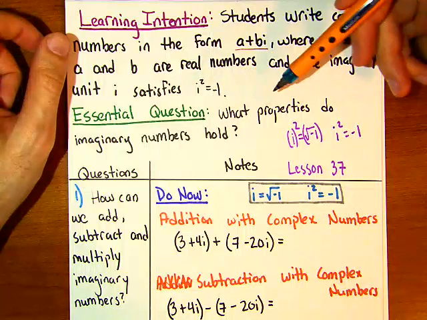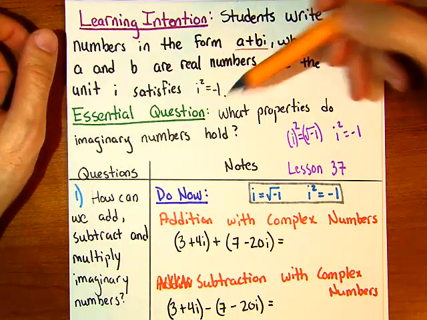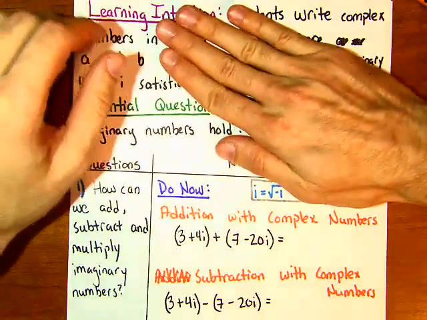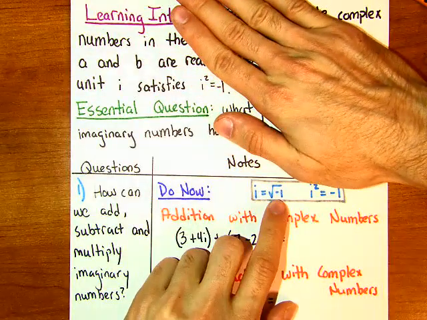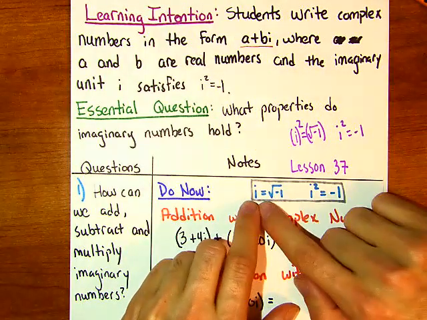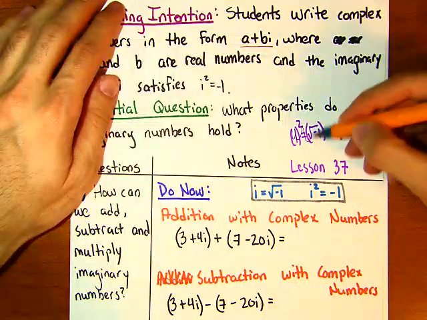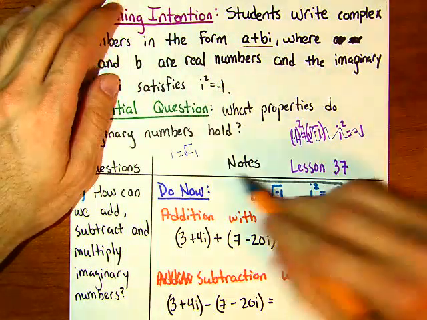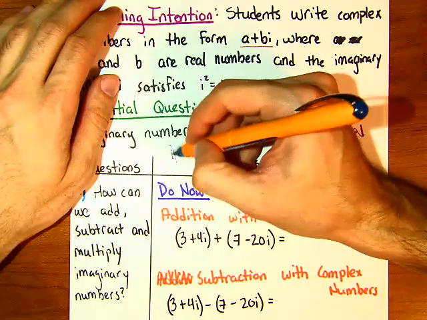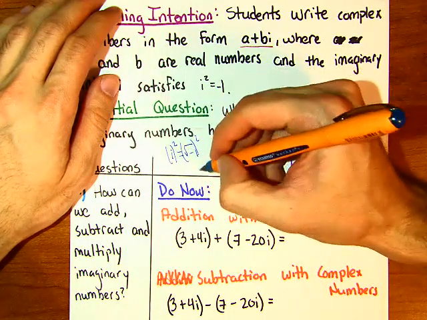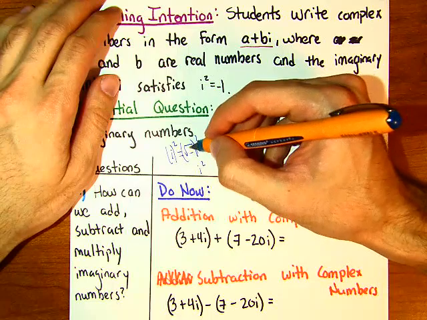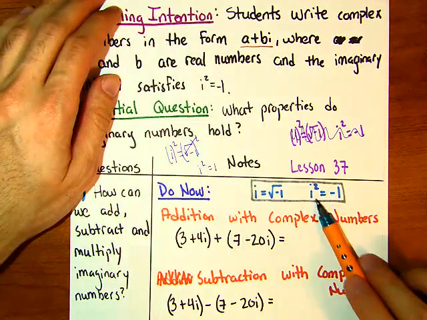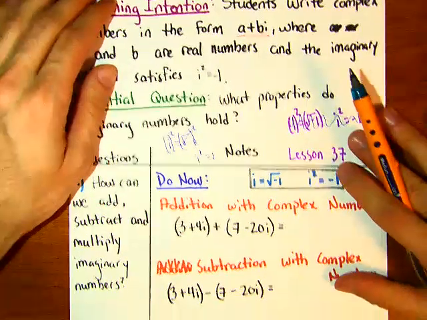Let's read the essential question. It says, what properties do imaginary numbers hold? Remember, an imaginary number is this i. i is equal to the square root of minus 1. If we know this is true, what happens if we square this? The radical and the square cancel, so this is just minus 1. So i squared is equal to minus 1, and this will be very important for us.